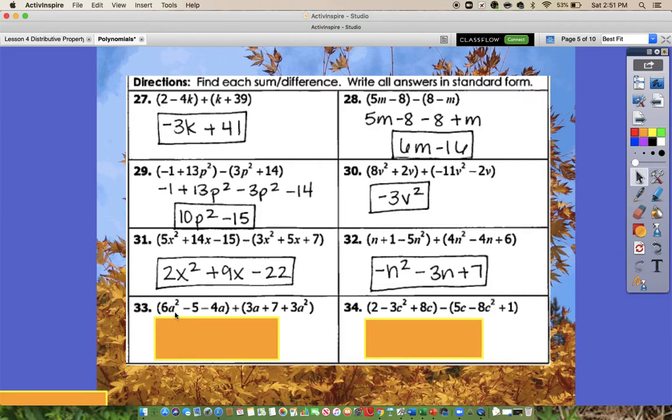7. Alright, same thing on 33. I'm not distributing a negative, so I'm going to start out by combining my a to the second power. 6a to the second power plus 3a to the second power is 9a to the second power. Then I'm going to do my a's. Negative 4a plus 3a is negative 1a. And then my constants. Negative 5 plus 7 is positive 2.